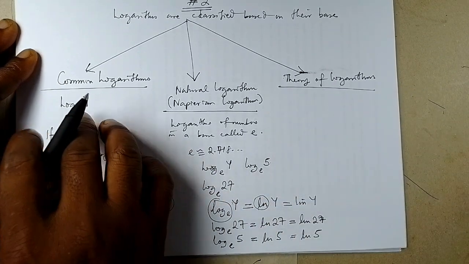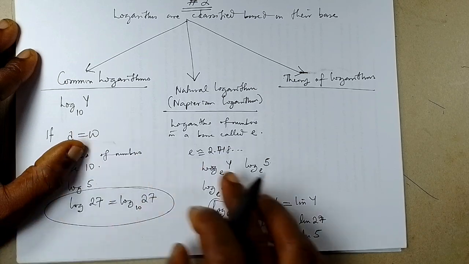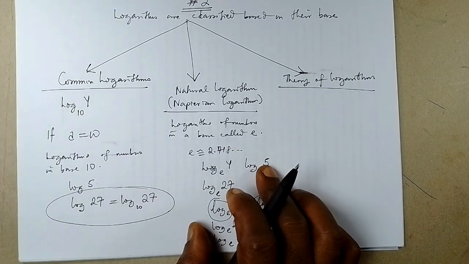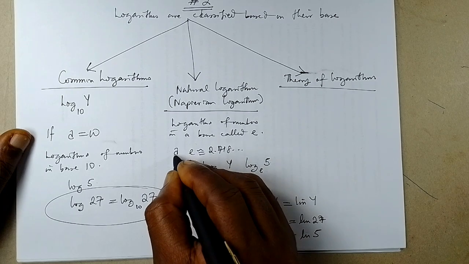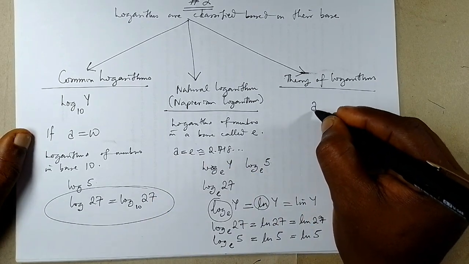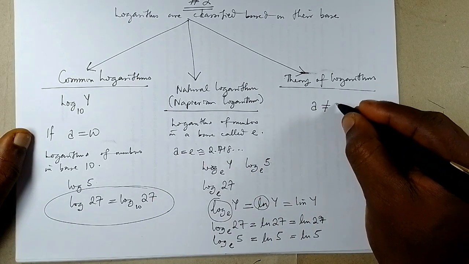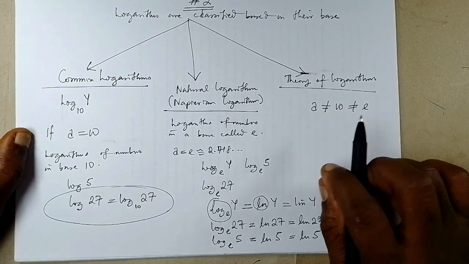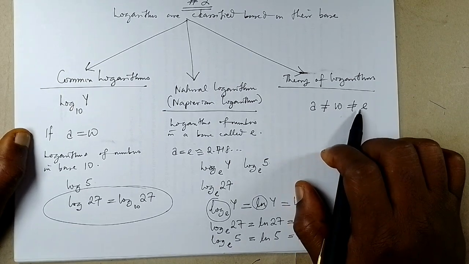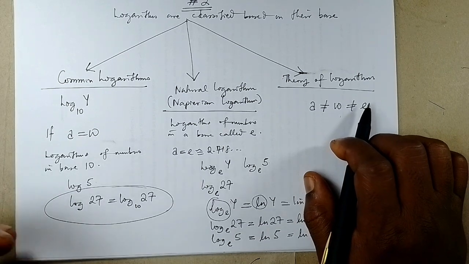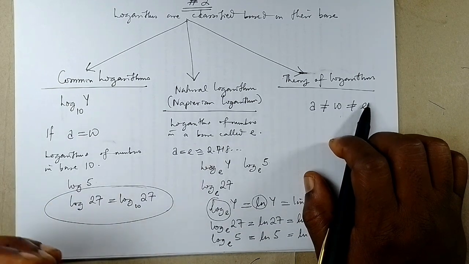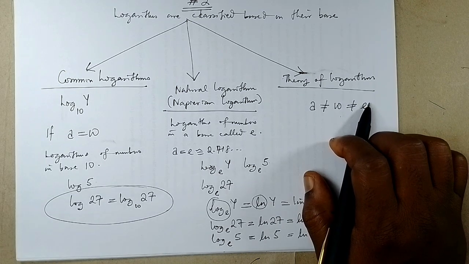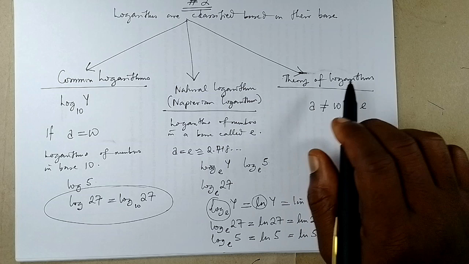So we have classified logarithms into the first part by the base 10. We have classified it into the second part by the base e. Now, this is when a is equal to e. Now, what about when a is not equal to 10 and not equal to e? If a is not equal to 10 and not equal to e, that is, you are dealing with logarithms of numbers whose bases are not 10, that is not common logarithms, whose bases are not e, that is not Neperian logarithm or natural logarithms, then we classify all those other logarithms under what we call the theory of logarithms.